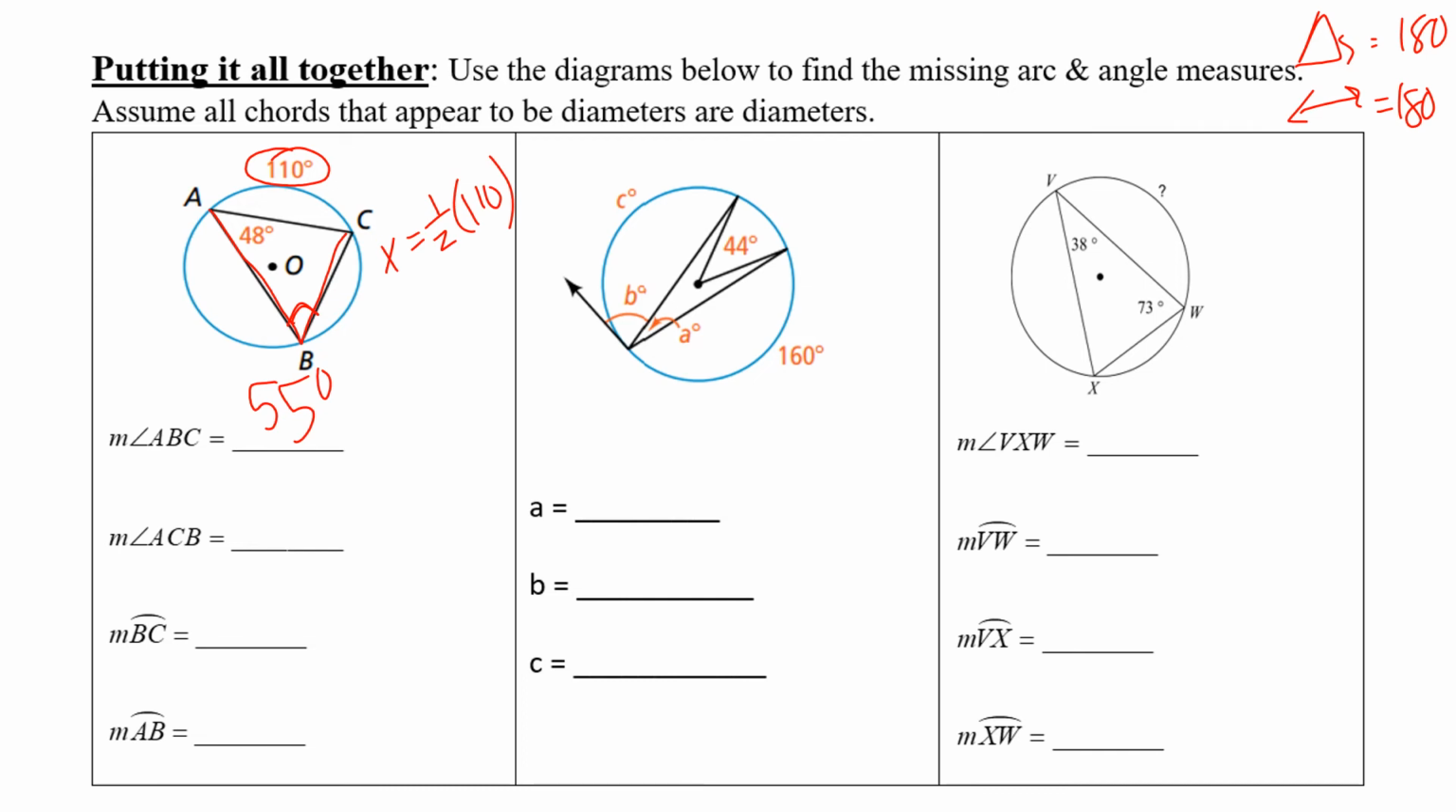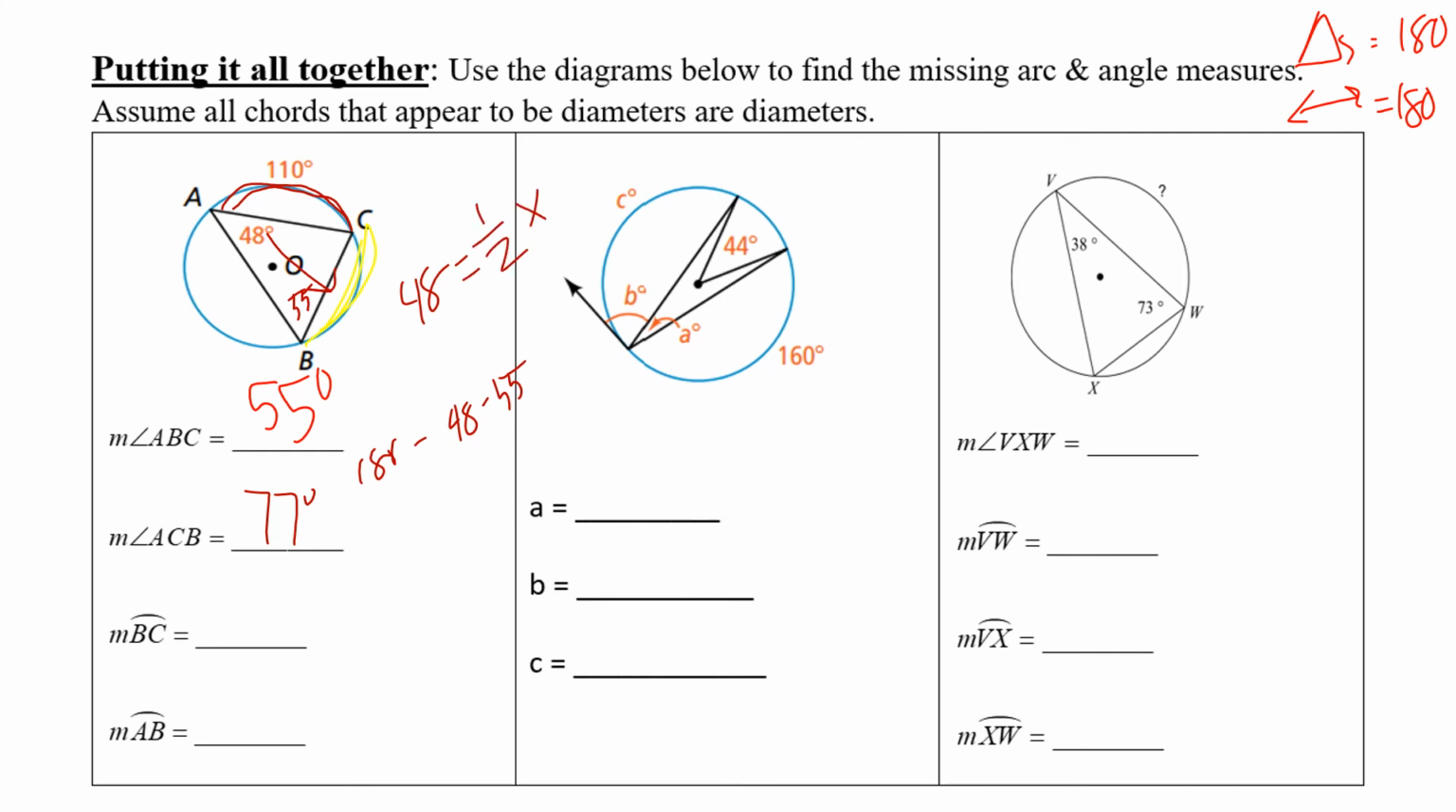Then to find angle ACB, if we know that this is already 55 degrees, we know that a triangle adds up to 180, so we can do 180 minus 48 minus 55, which ends up being 77 degrees. Then we can find our arc measure. We know that this side is already 110, so we don't need to do anything with that. To find the measure of arc BC, we know what the angle measure is, and it is across from there, so it's 48 equals 1/2 of x. We're going to multiply both sides by 2, and we would get 96 for x, which is the arc measure.